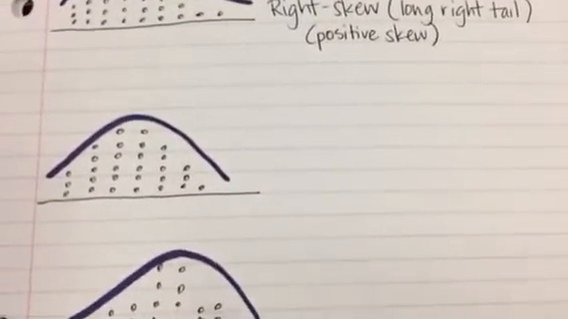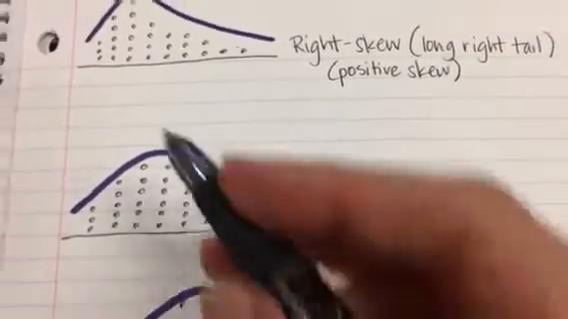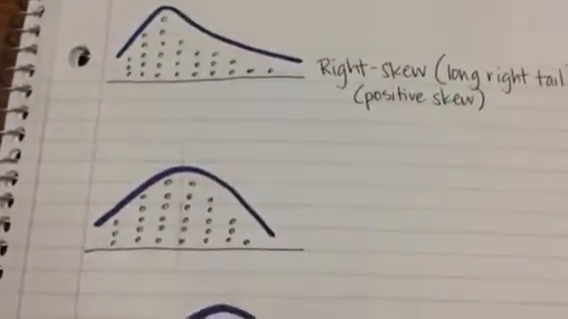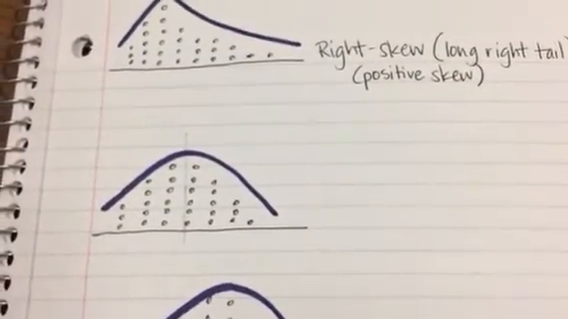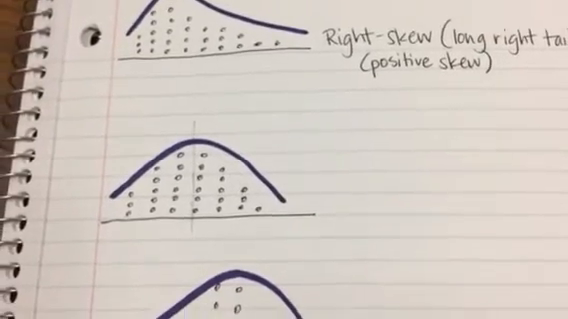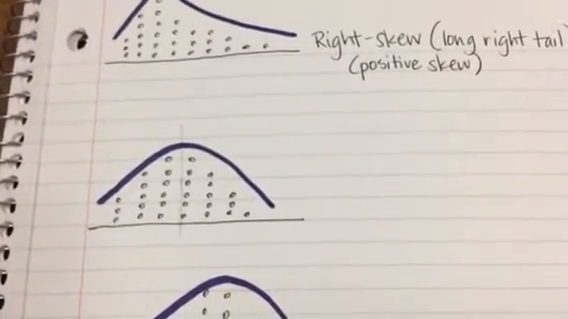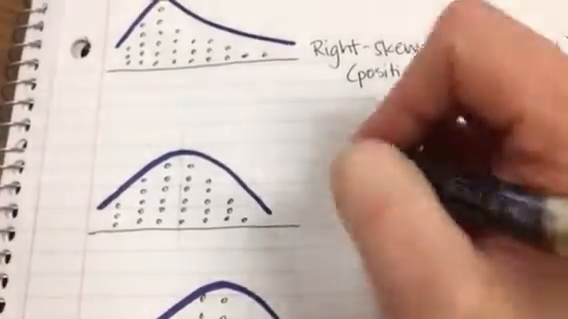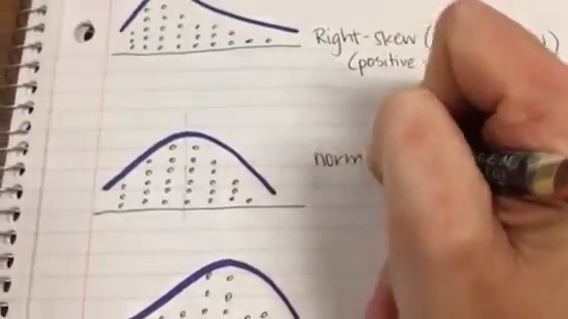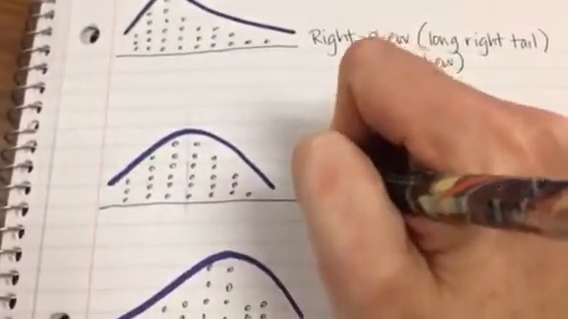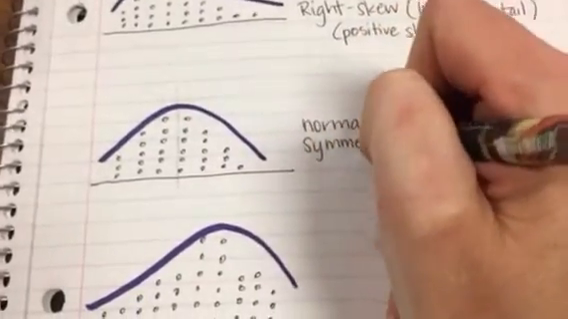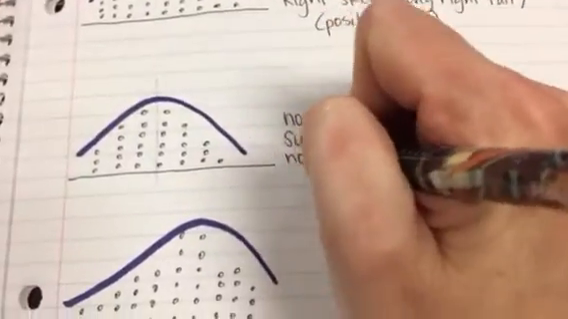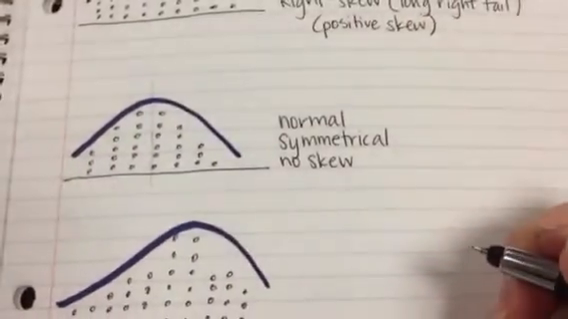This one looks kind of like a mountain, and it almost appears as if I drew a line right down the middle of my graph, that graph would be the same on the left as it is on the right. Now that's not always the case with the actual data itself, but it kind of looks like it. And so this one is known as a normal distribution or symmetrical. All of these words mean the same thing when we're talking about the distribution. Or sometimes they'll even say it has no skew.